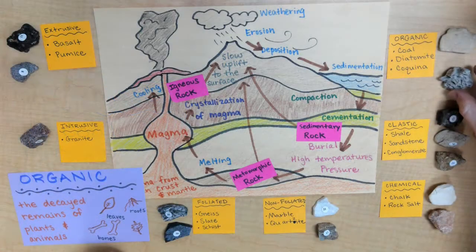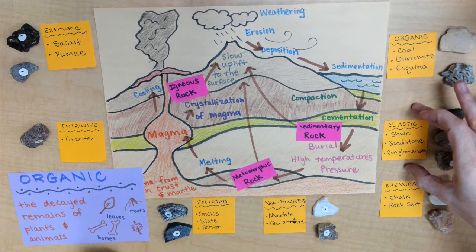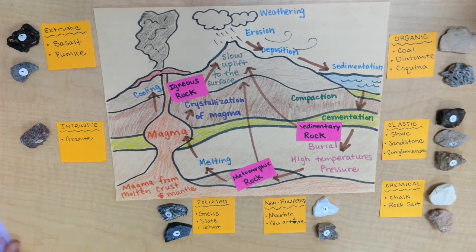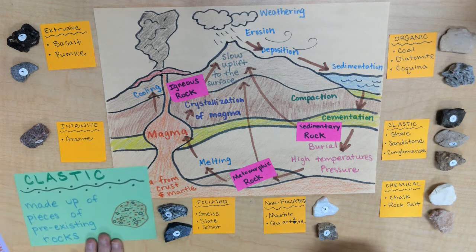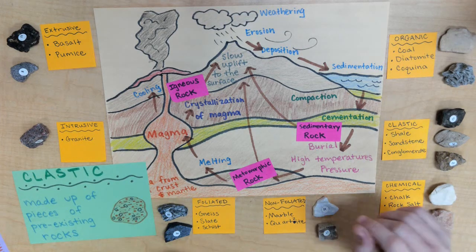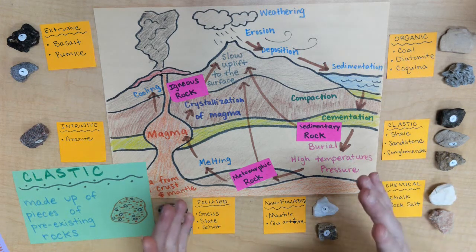Another classification of sedimentary rock is clastic. And clastic sedimentary rocks are made up of pre-existing rocks.